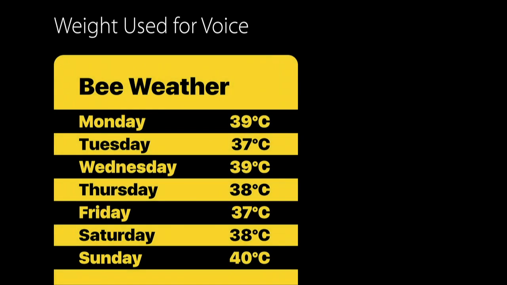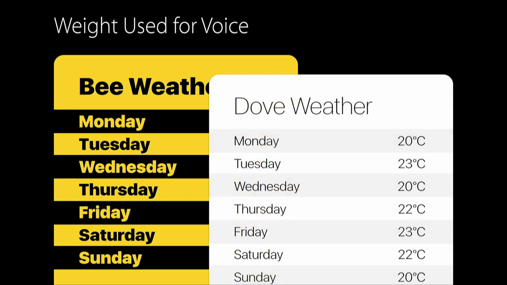But lastly, you can also use weight for voice. And to show you what I mean, I created a new revolutionary app. It's called Bee Weather. And it's a weather app for bees. I really wanted it to be punchy and bold. But what I want to show you is that if I just take the exact same layout and I change only the font weight, I can create a completely different stylistic effect, a completely different voice.